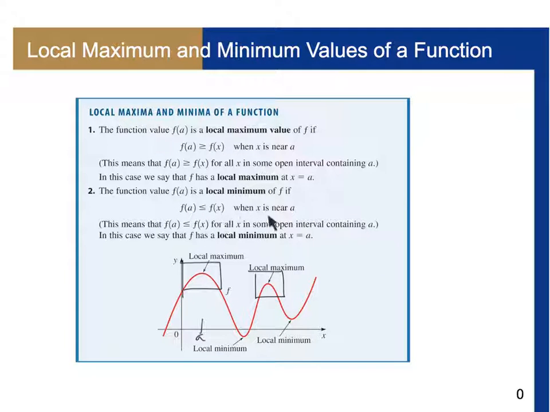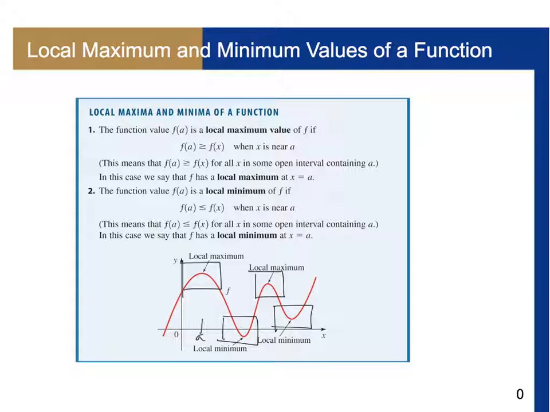That's where, when we have a local minimum at A, that means the y value at A is less than or equal to all the y values near there. So f of x would be the y values for x near A. That would be like the bottom of a hill. So this is a local minimum here, at this point, and there's a local minimum here.